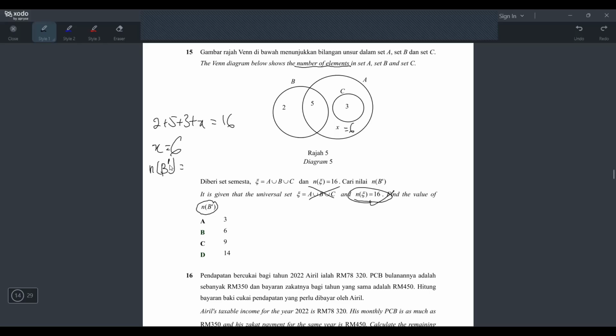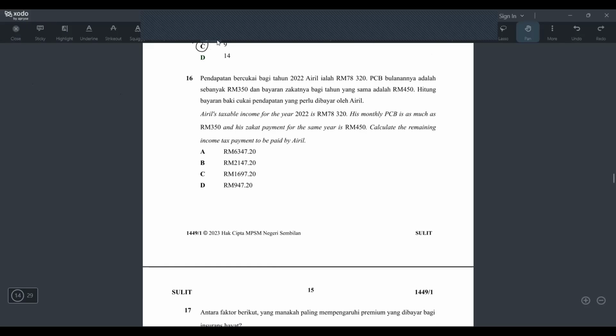What is this symbol? This symbol we call complement. In Bahasa Melayu, the pelengkap. What is pelengkap for B? It means B complement means selain daripada B. Selain daripada B means you have to take everything except B. So B is this. So it means this is your B, right? So what does it mean by B complement? It means everything except B. So everything except 2 and 5. It means 3 and 6. So you have to take 3 and 6 added together. That's why the answer is 9. Right? So, yep, very easy.